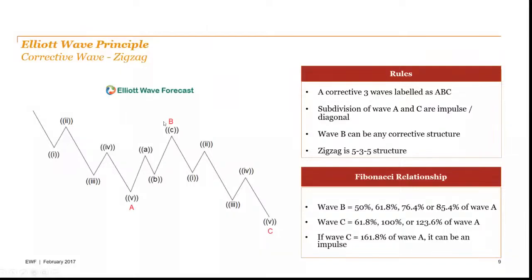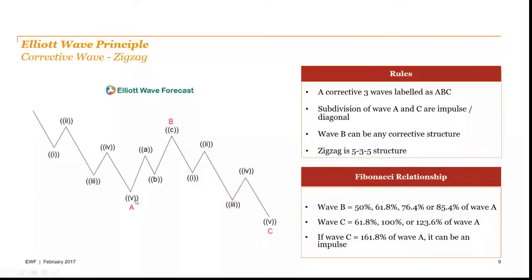Fibonacci relationship: B cannot be more than the beginning of wave A. Usually it's 50%, 61.8%, 76.4% of wave A. With C, now this is the most typical, 80 to 90% of the time it is 100% to 123.6% of wave A. That's what we call equality or equal leg. We use it so often in our service, okay? When we are forecasting targets for wave C or wave Y, that's what we use a lot. 100% to 123.6%, we call it equal leg.